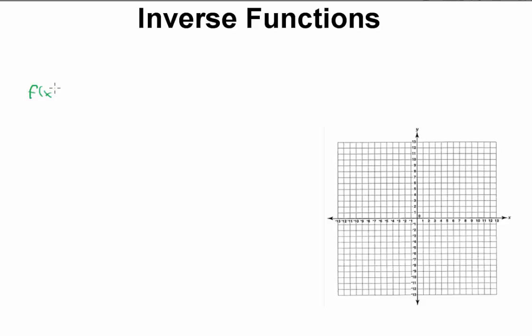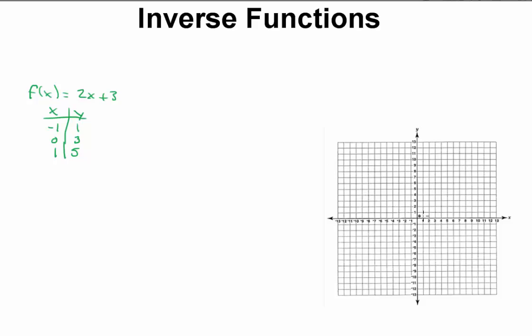The first function is f of x is equal to 2x plus 3. I'm going to make a t-table of inputs and corresponding outputs for this function, and I'm going to choose -1, 0, and +1 for my inputs. Now the output for -1 is 1, the output for 0 is 3, and the output for 1 is 5.